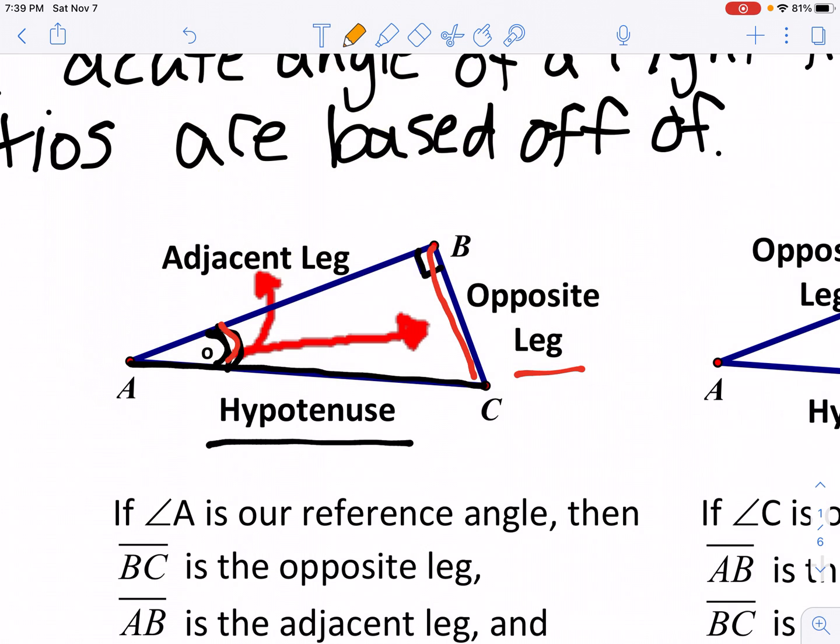The side that is, they say adjacent here, but trying to put it in terms that we know, the side that helps form this angle, that is adjacent to our angle here, that is the adjacent leg. So AB is adjacent to our angle, BC is opposite our angle, and AC is the hypotenuse.